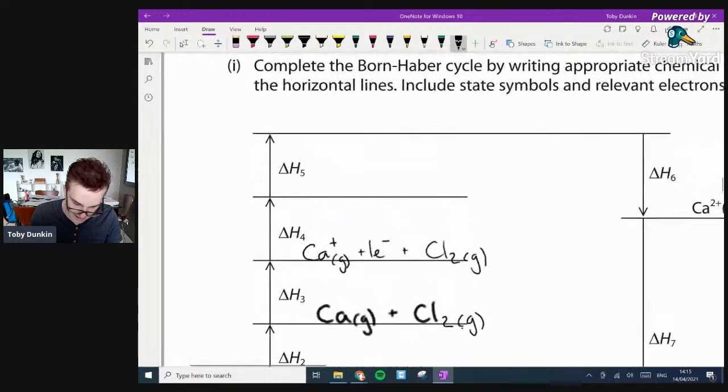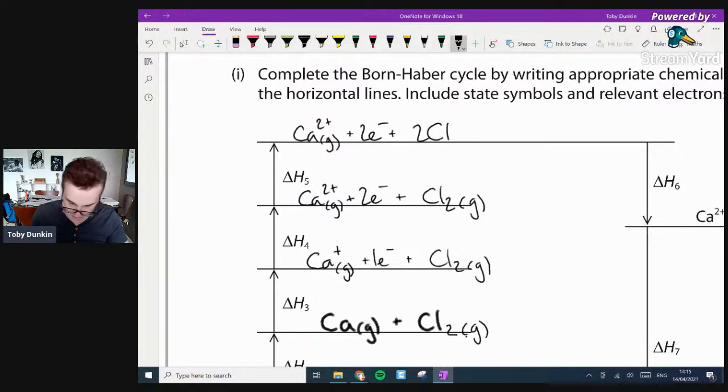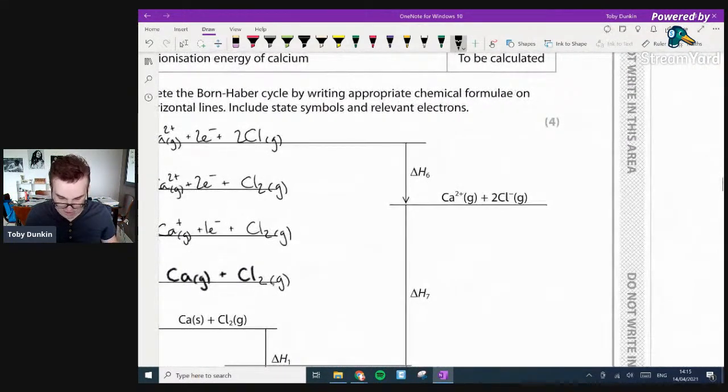Next, we take calcium and ionize it again to form calcium 2+ gas plus 2 electrons, and the chlorine is still not done anything. Now we're going to split the chlorine up. We're going to take the calcium 2+, that remains there as a gas, and then add the 2 electrons on there, but now we're going to split the chlorine into 2 chlorine atoms, and they're still gases.